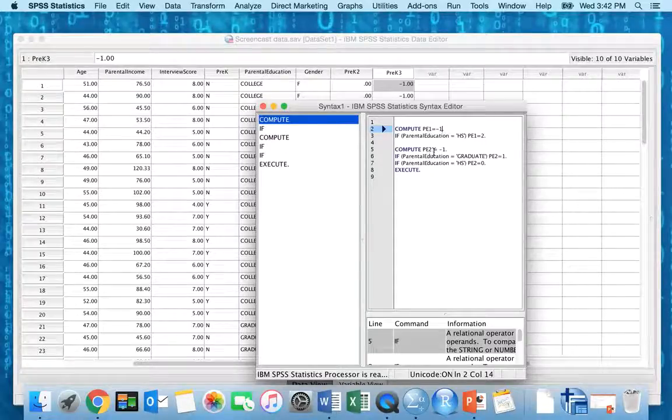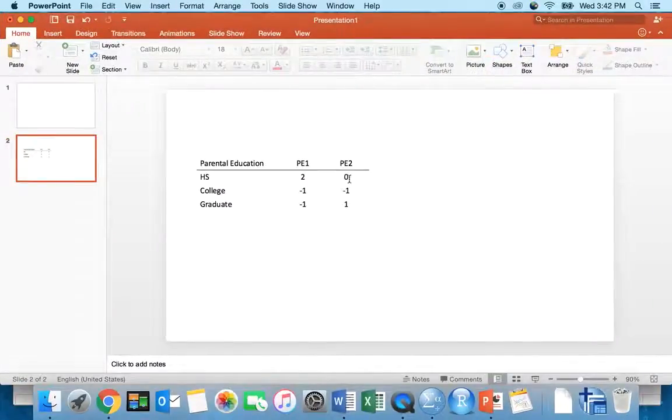For the second, PE2, I need to code as 0, 1, -1, and 1. Again, these negative signs we can switch. All it does is change the direction of the coefficient. Likewise, if I put a -2 here and 1's here, I would just change the sign in front of the beta. That's all. Still the same test.